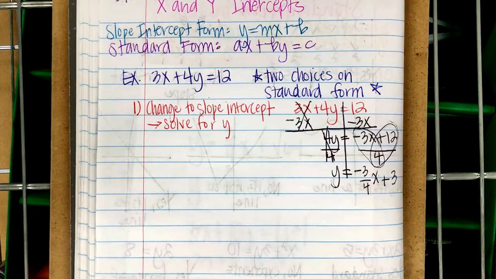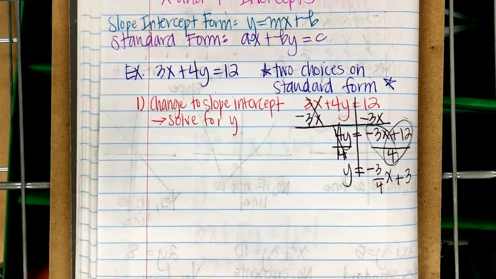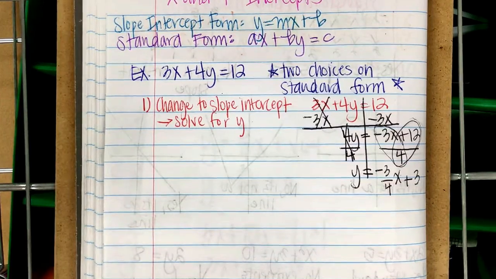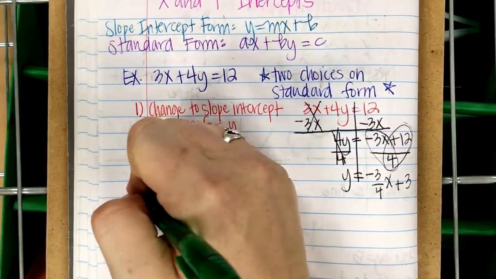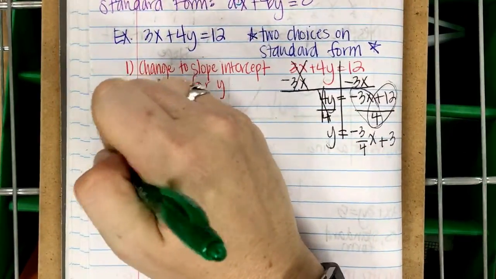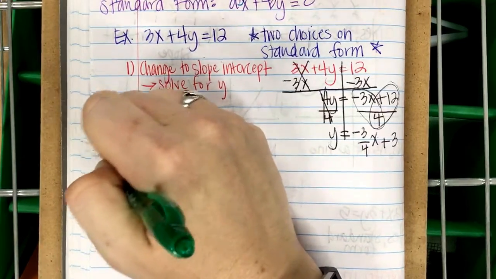What's the slope? Negative 3 over 4. Where does the graph start? Where's the y-intercept? Up 3, right? Plus 3. Now, I'm going to go out on a limb, and I'm going to guess, changing to slope-intercept form, you're not a fan of it. So there's a second choice. Which is what we're working on today.